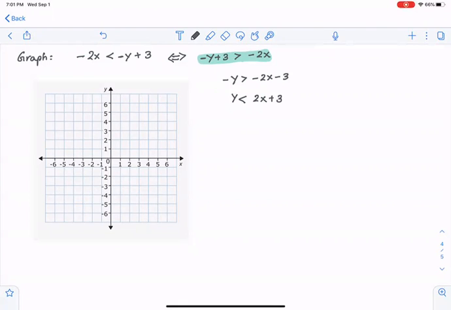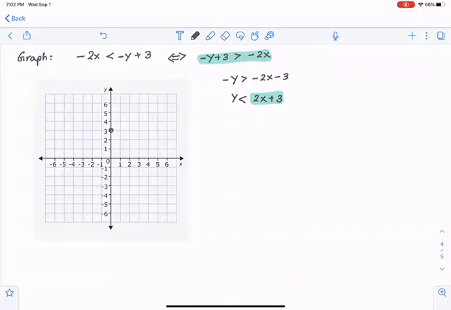So the linear function that we have is 2x plus 3. The line that we're about to draw is a dotted line because there isn't an equal sign in the inequality. So let me put an open dot at 3, because that is the y-intercept.